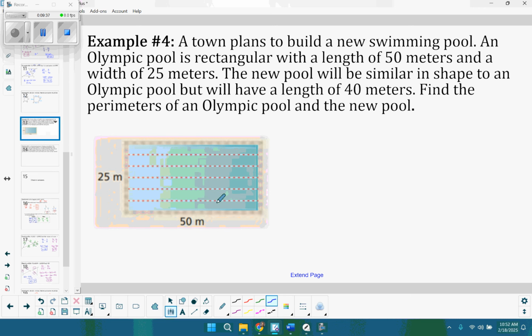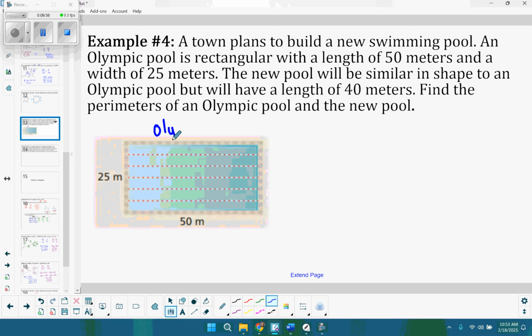So for example 4, a town plans to build a new swimming pool. An Olympic pool is rectangular with a length of 50 meters and a width of 25 meters. They've drawn that out for us here. The new pool will be similar in shape to an Olympic pool, but will have a length of 40 meters. Find the perimeters of an Olympic pool and the new pool.